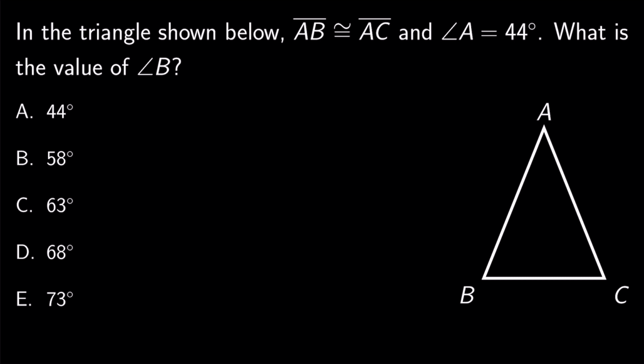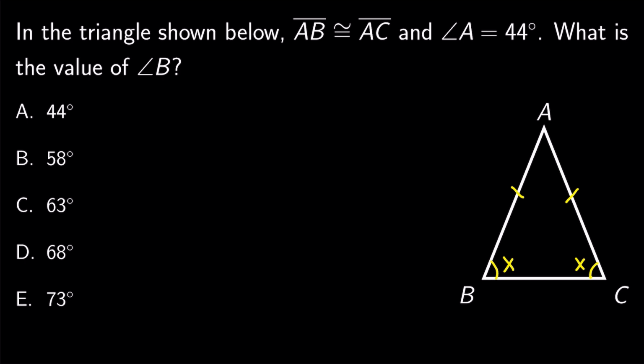In the triangle shown below, AB is congruent to AC and angle A equals 44 degrees. What is the value of angle B? Well, since AB and AC are equally long, we have an isosceles triangle. As a result, the angles opposite the legs are equal. Let's call their value x.